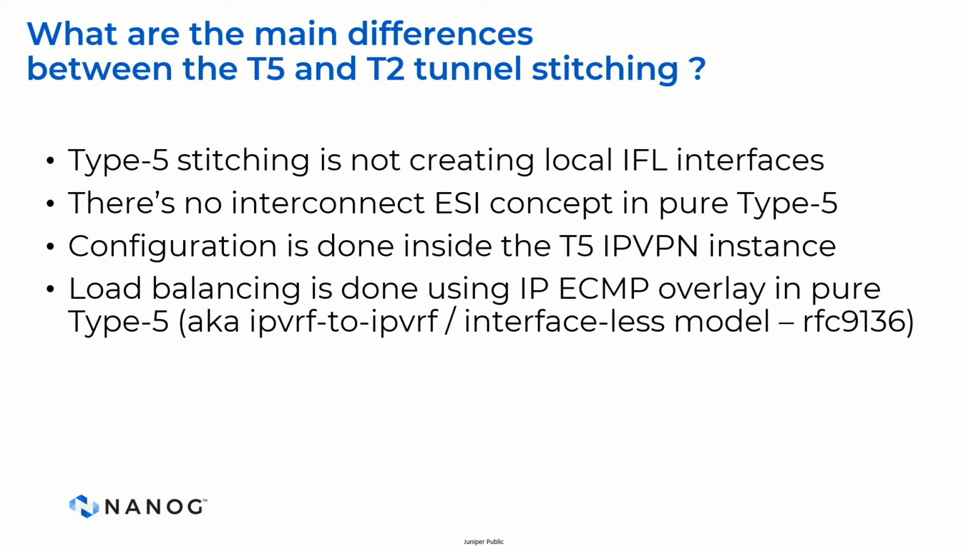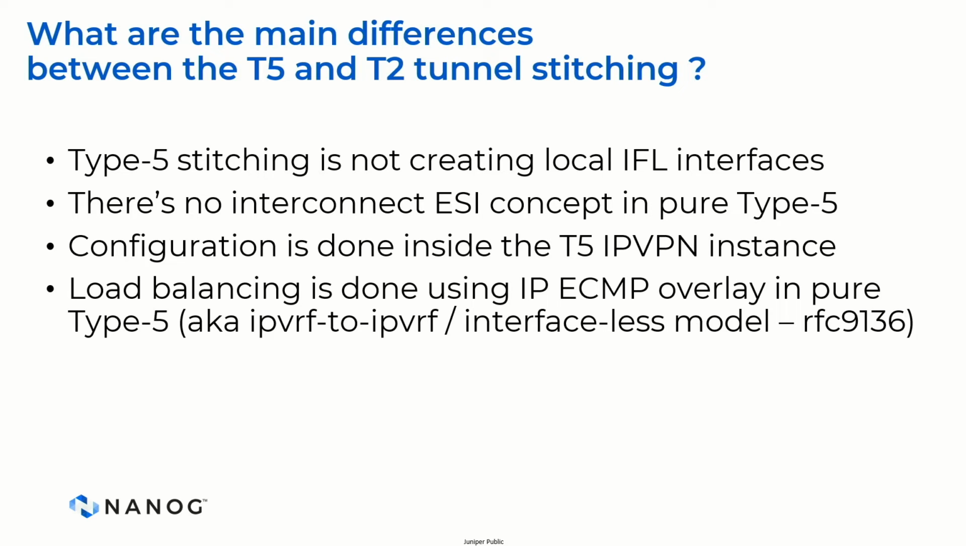So just to sum up a couple of differences between the stitching options for L2 versus L3, MAC versus IP. We have stitching of type 5. We don't create any logical interfaces. It means everything is based on the rewrite of the next hops, right? I don't have to actually care about how many logical interfaces I created at my border leaf devices; everything is handled at the next hop level.